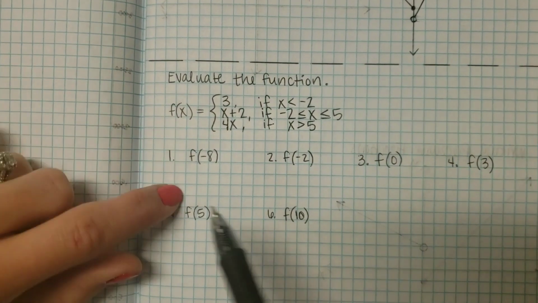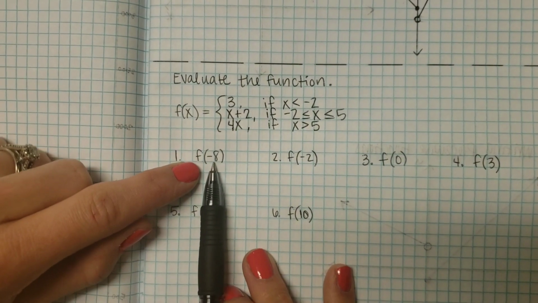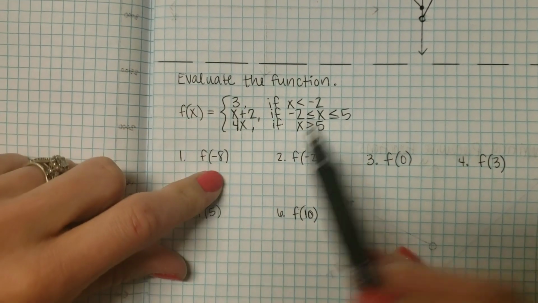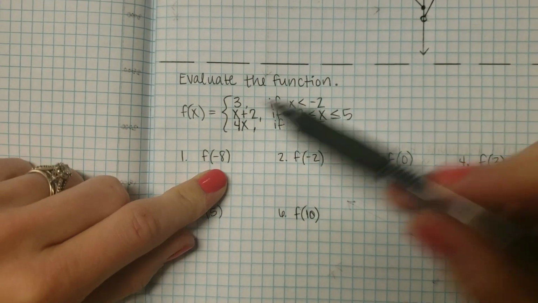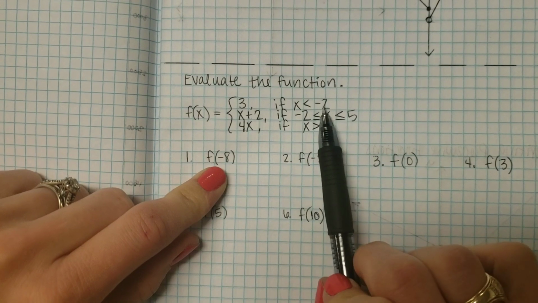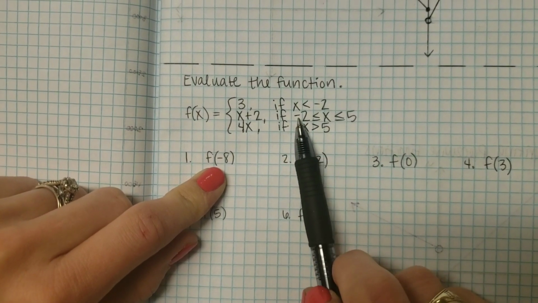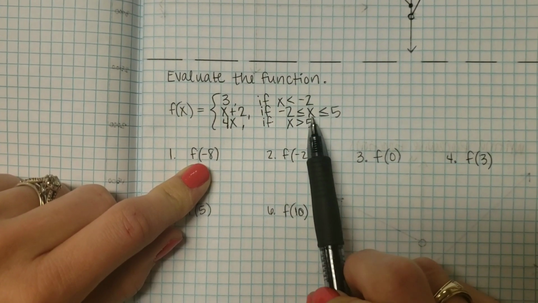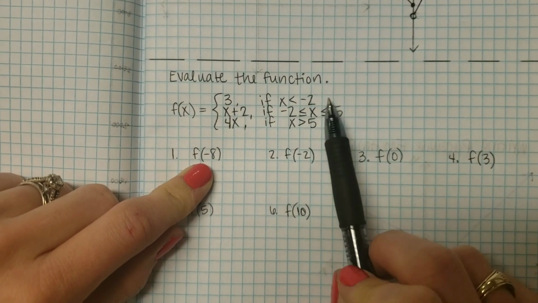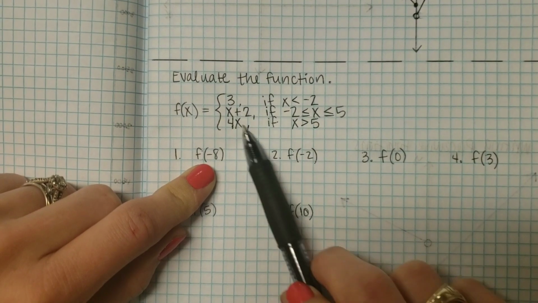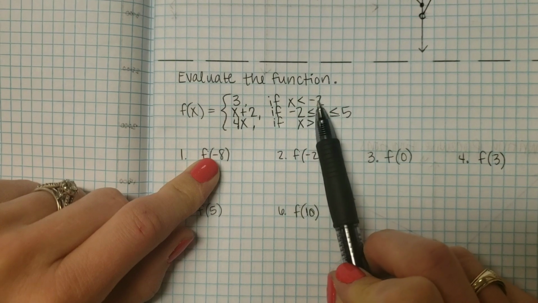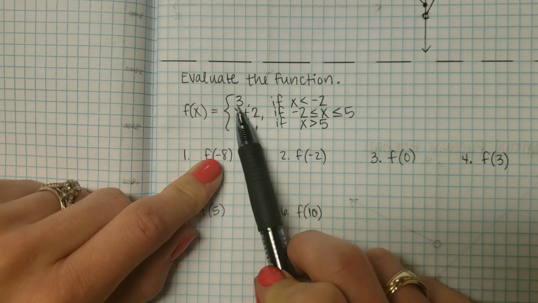So we're going to try to figure out when x is negative 8, what is y? If x is negative 8, first I need to figure out where that lies. Is it less than negative 2? Is it in between negative 2 and 5? Or is it greater than 5? Which equation does it fit in? So negative 8 fits in this one right here. It is less than negative 2, so we're going to look at this top one.